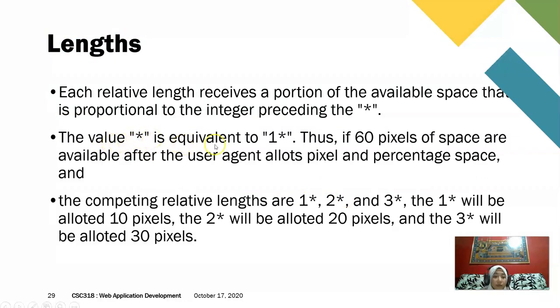The value star is equivalent to 1. So if 60% of space is available after the user agent allots pixel and percentage space, and the competing relative lengths are 1, 2, 3, then 1, 2 and 3 will be allotted. 1 means 10 pixels, 2 means 20 pixels, 3 means 30 pixels.